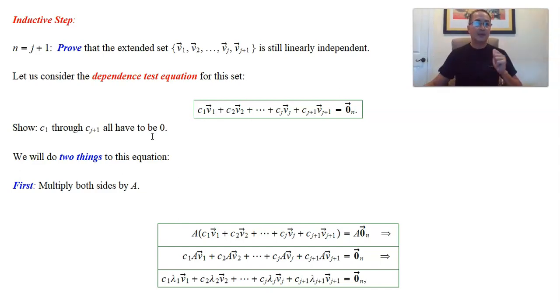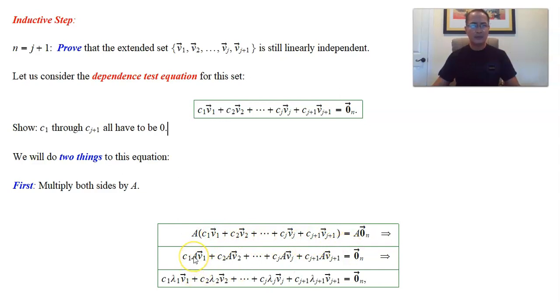Here's the battle plan. We are going to do two things to this equation. Let me show you the first thing. We will multiply both sides of this equation by the matrix A. So A times this linear combination must be equal to A times the zero vector. Of course we know that the right side is the zero vector. Next, let's use additivity. We can distribute A to each of these terms.